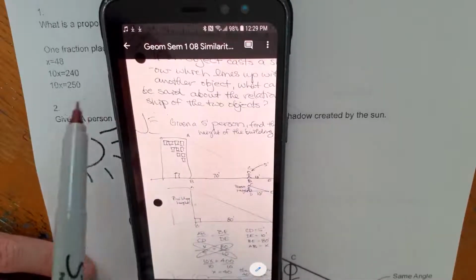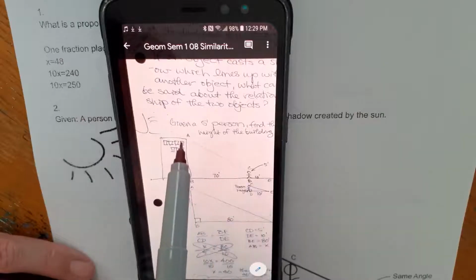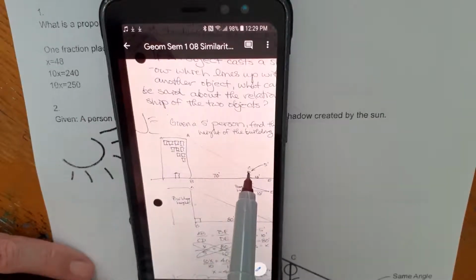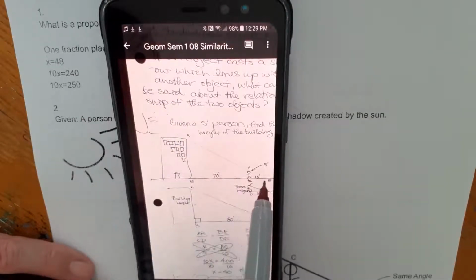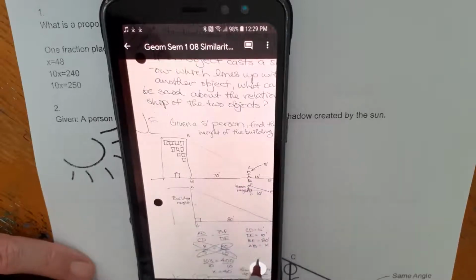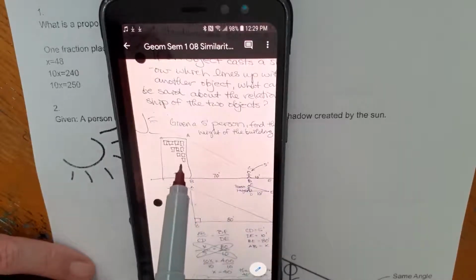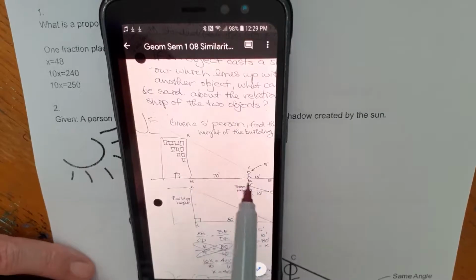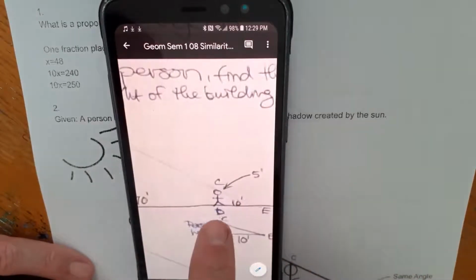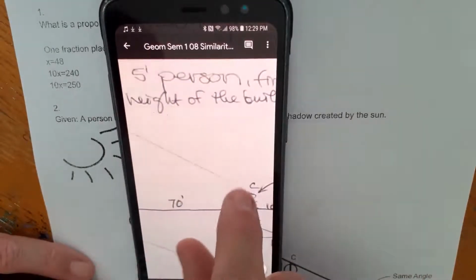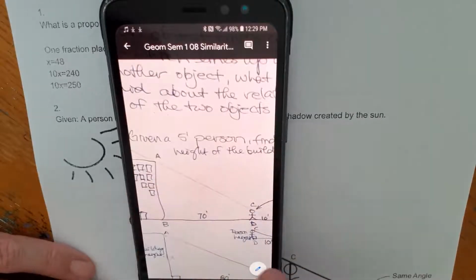What we're going to deal with is the shadow cast by the sun over one shape and intersecting with the top of a second shape, and then using a proportion to predict the height of the taller shape, right? We can measure the person here. That's supposed to be a person right there. Person in this case is 5 feet. Now we want to know how tall the building is.